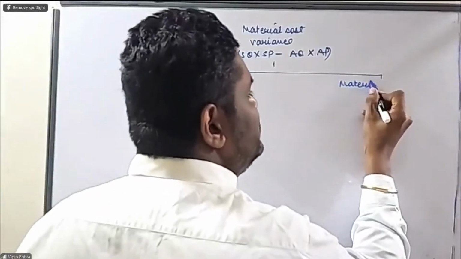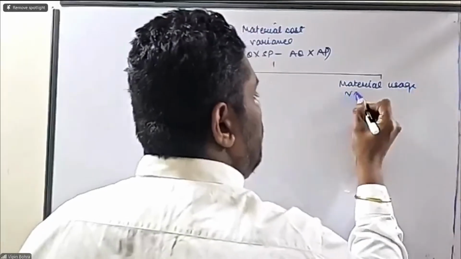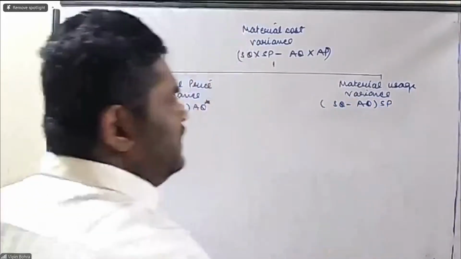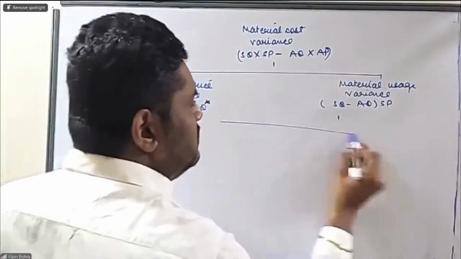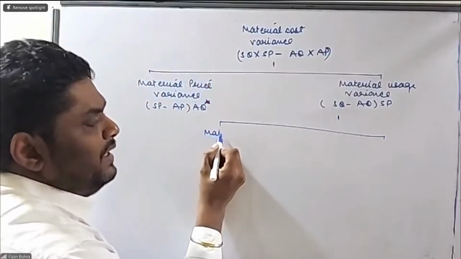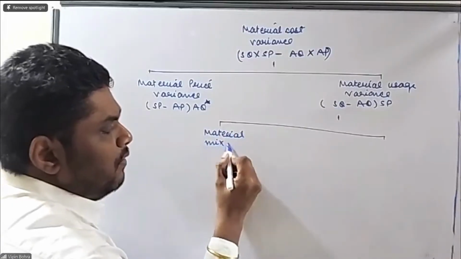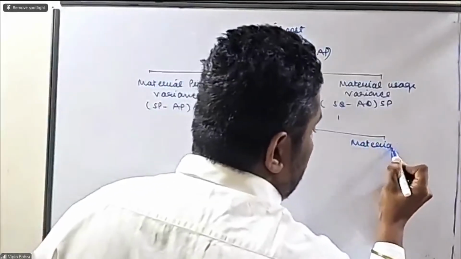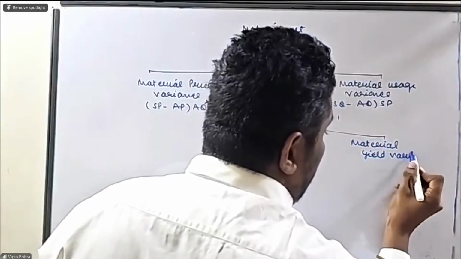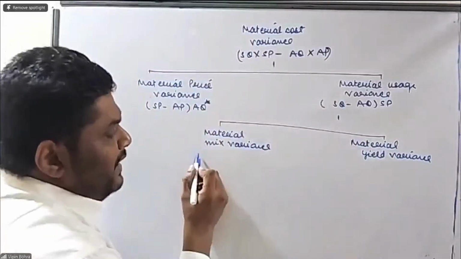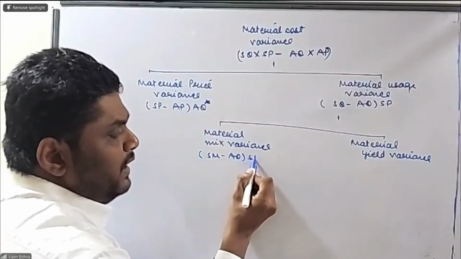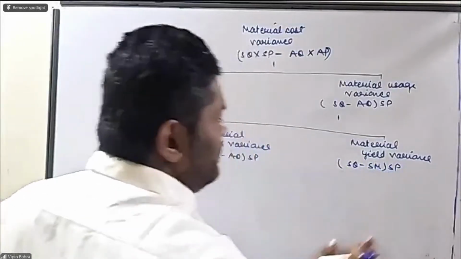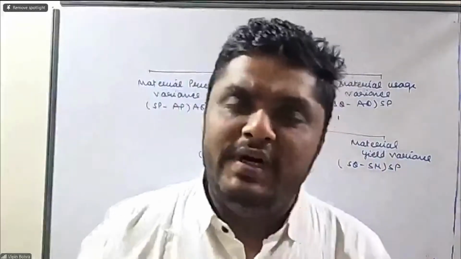Why we are taking actual quantity, I have already discussed in detail. Thereafter, we discussed material usage variance, wherein it is standard quantity minus actual quantity into standard price. Again, two parts: material mix variance and material yield variance. Material mix variance is standard mix minus actual quantity into standard price. And yield variance is standard quantity minus standard mix into standard price.